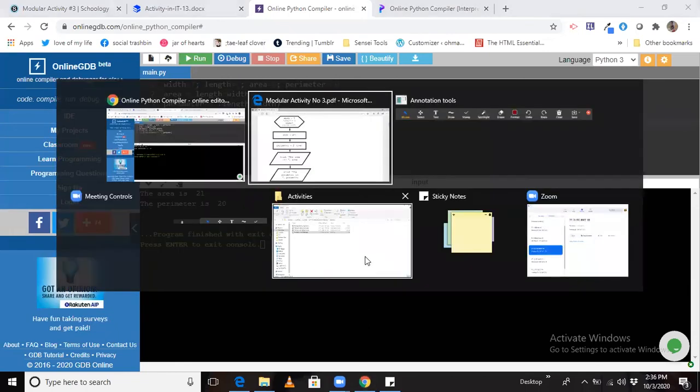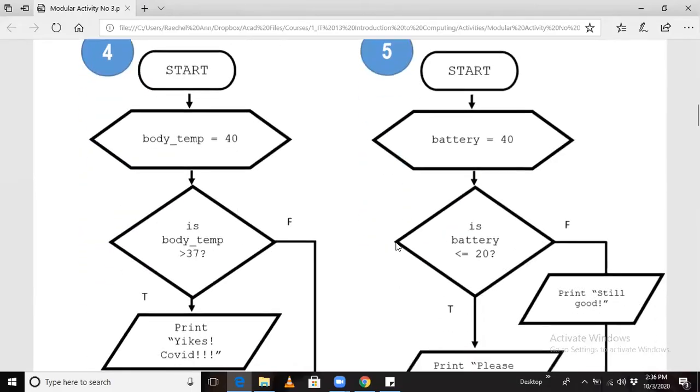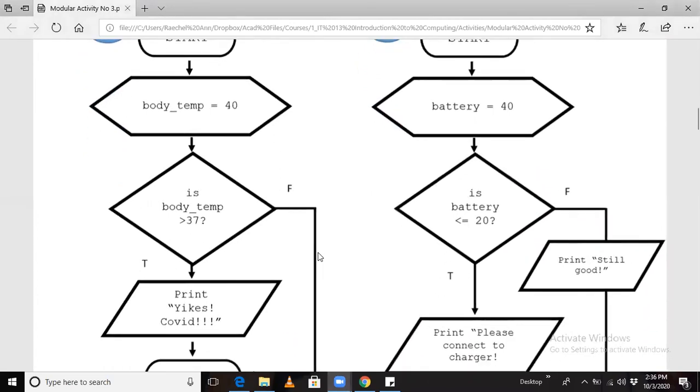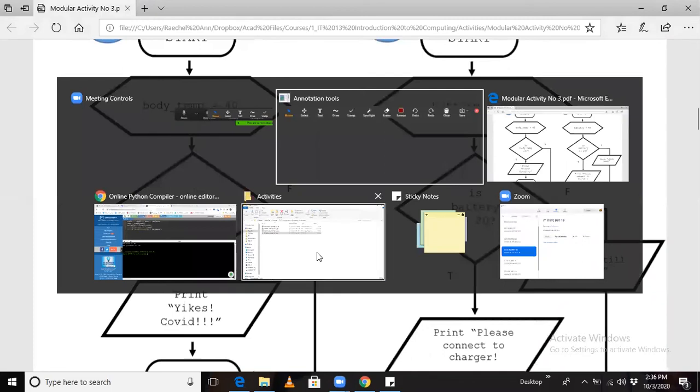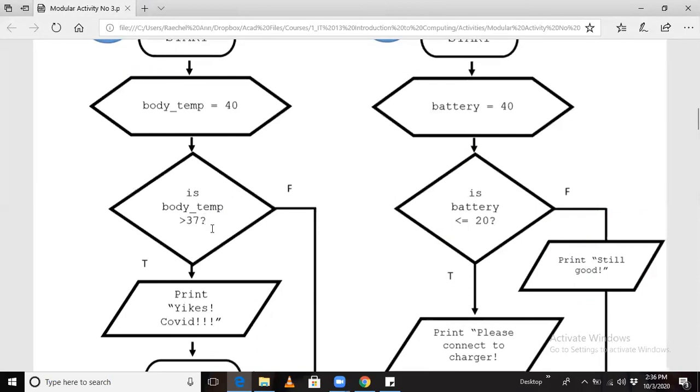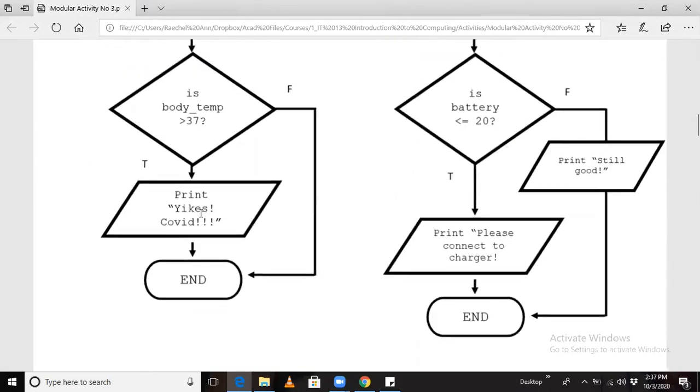Next, number 4. So, number 4 and 5 is, as we identified last time, anong flow na to? Conditional. So, we have body temp. Body temp is 40, if body temp is greater than 37, true, print yikes, COVID. Pag false, walang gagawin. So that's easy.